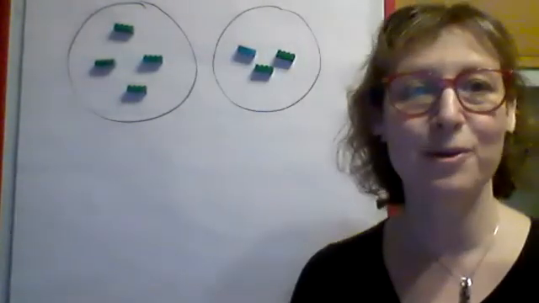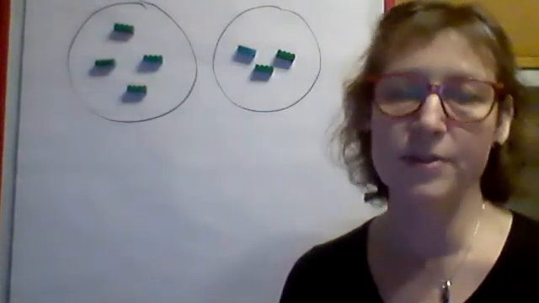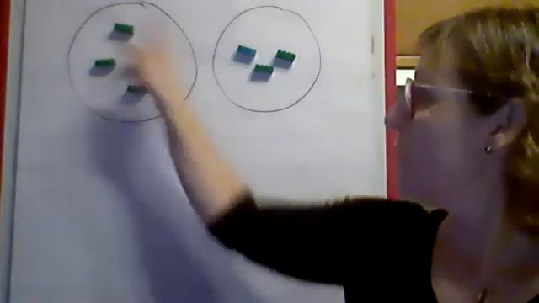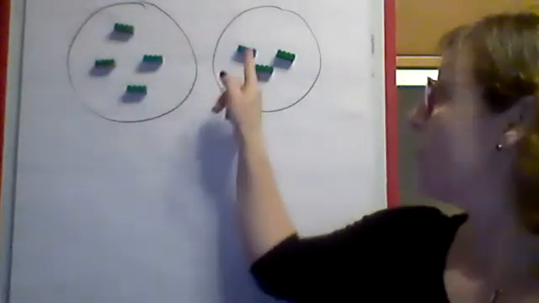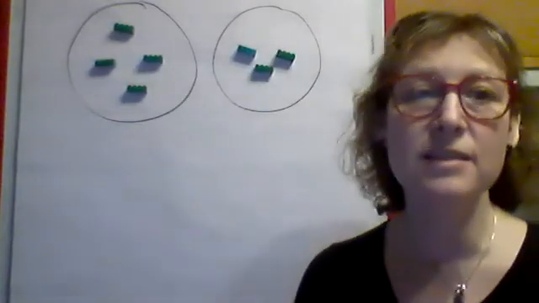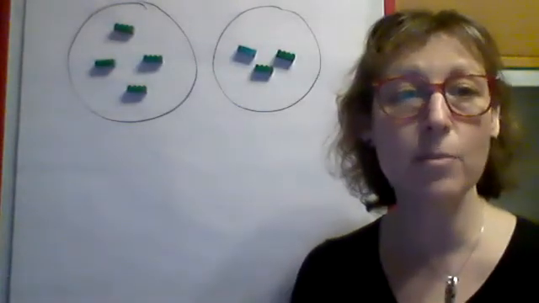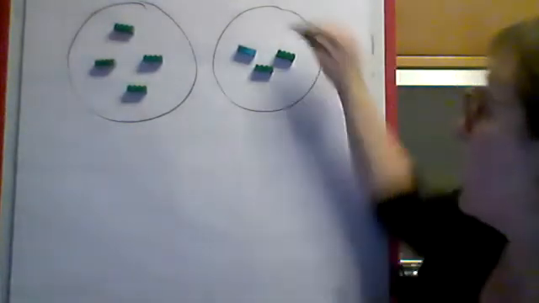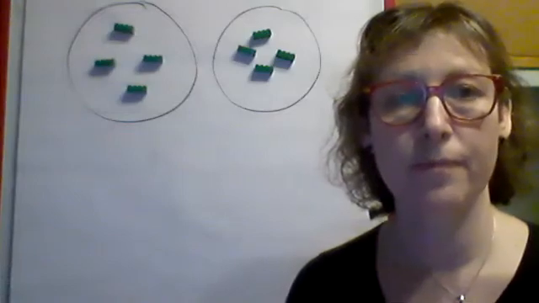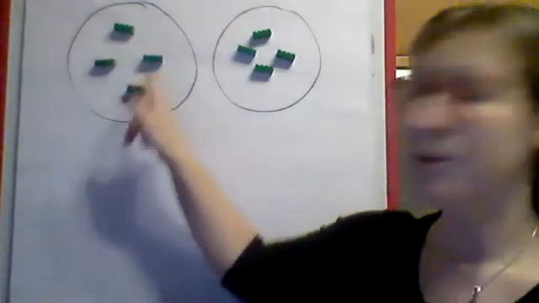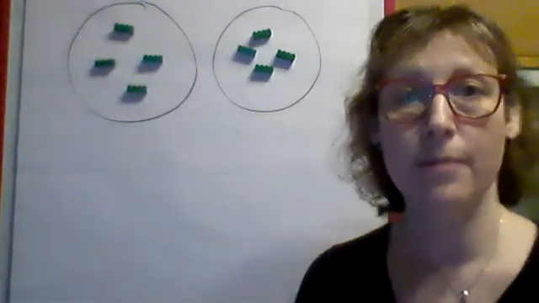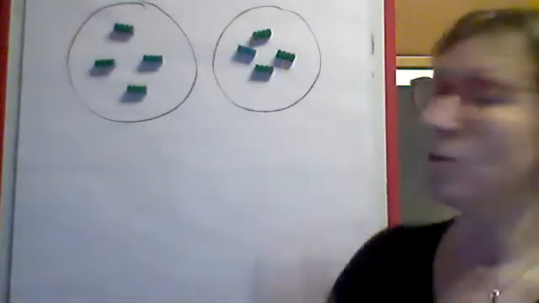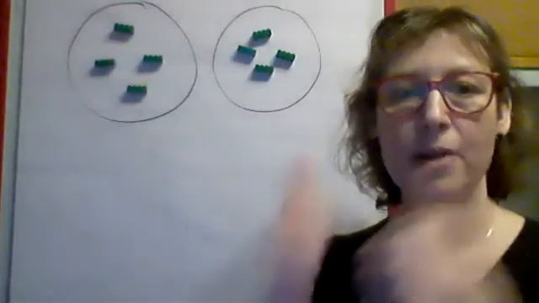Now my groups are equal? No, still not, because now there are still 4 here, but there are 3 here. So they're still not equal. They're not the same number of objects in each group. I'm going to put another brick in here. Now are my groups equal? I've got 1, 2, 3, 4 bricks in that group, and I've got 1, 2, 3, 4 bricks in that group. So yes, my groups are equal.